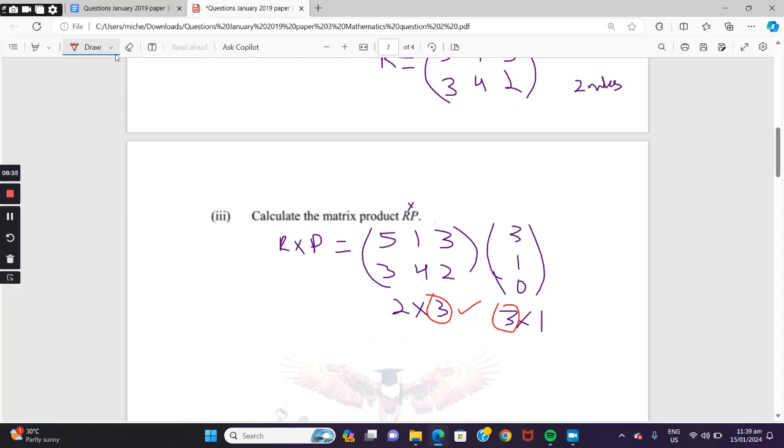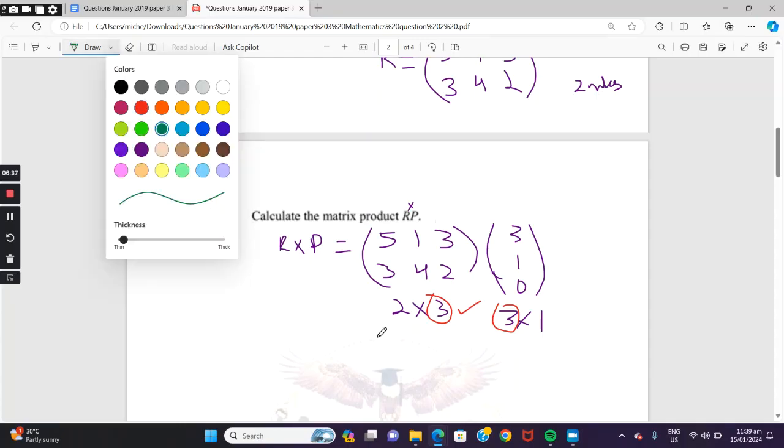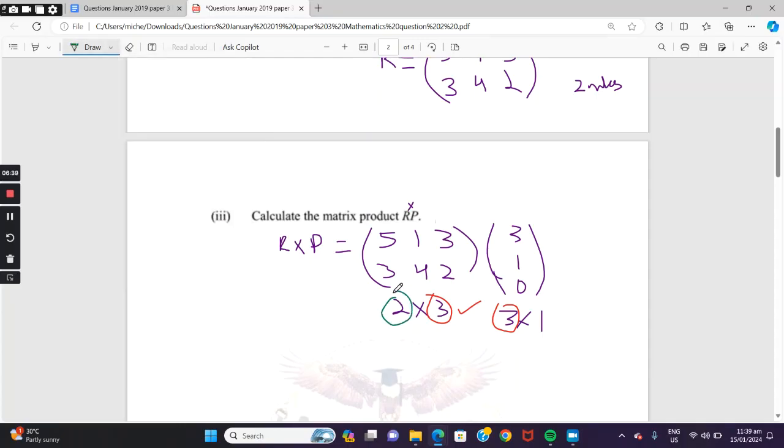And your answer matrix would have 2 rows. Remember, it's always written as row by column. So the answer will have 2 rows and 1 column. So your answer matrix will look something like 2 rows, X, X, which means this X is in a row, this X is in a row, and both of them in the same column. All right, so let's proceed to multiply this.